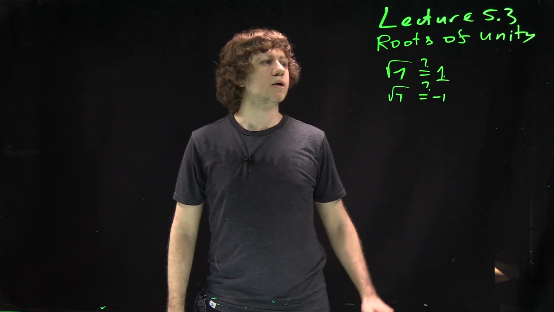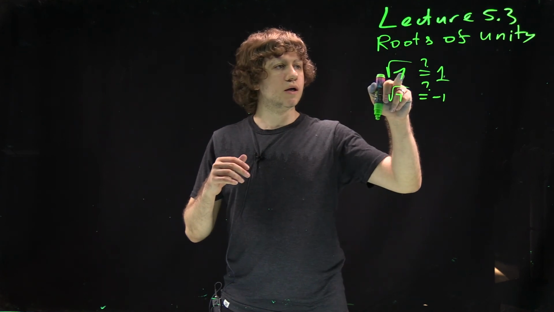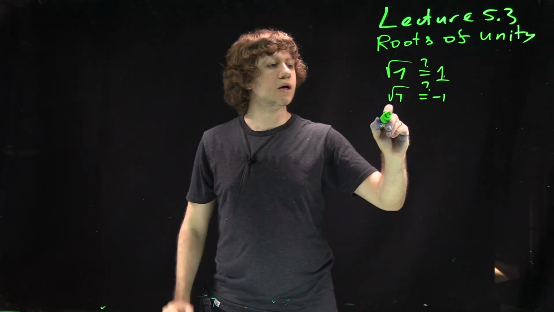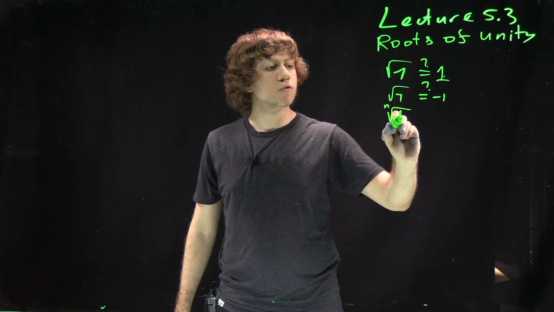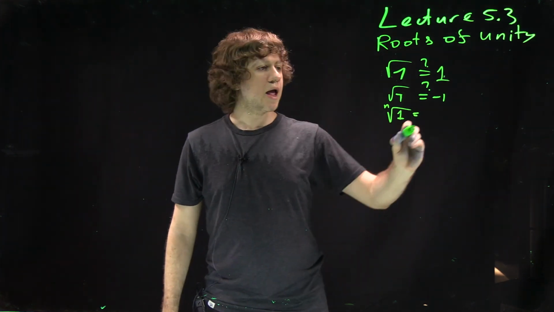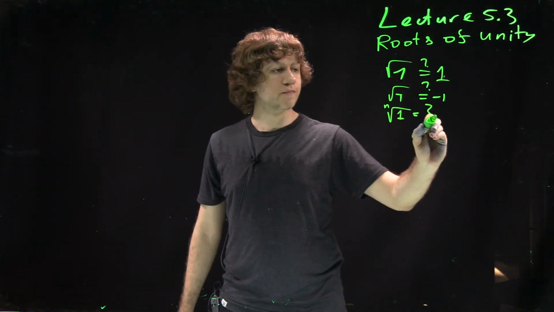And so actually even for the complex number 1, there are n different complex numbers whose nth power equals 1, and they are all called roots of unity.